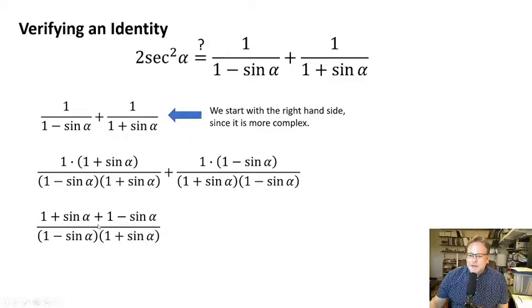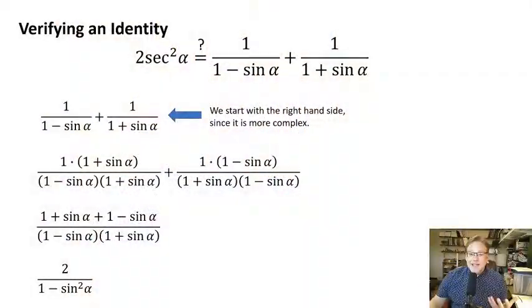Okay, so what's going to happen here on top? I've got plus sine alpha and minus sine alpha. Those two things are going to cancel, leaving behind just 2 over 1 minus sine squared alpha. This is another form of basically Pythagorean theorem: sine squared plus cosine squared equals 1. Well, if that's the case, then 1 minus sine squared is going to be cosine squared.